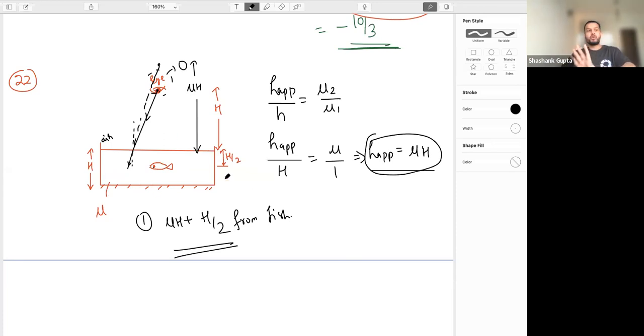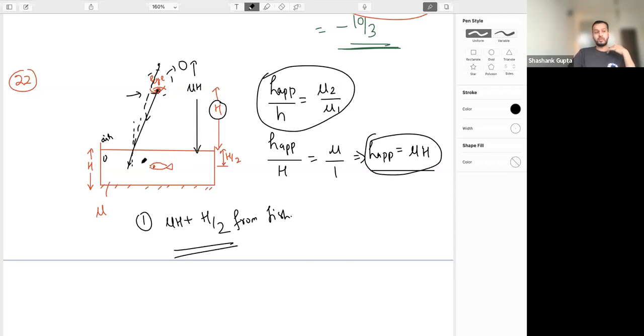I'm saying, suppose this mirror would not have been there, I would have asked you only one thing. Suppose this is the eye, this is the fish which is inside the water. What is the distance of the image of the eye from the fish? So first calculate where exactly the image of this eye is formed. I used this formula, for the air to water interface: H apparent upon H is equal to mu2 by mu1. H apparent we have to find out. H is the distance of the object from the interface. In this case, it is H, the eye's distance from the interface.